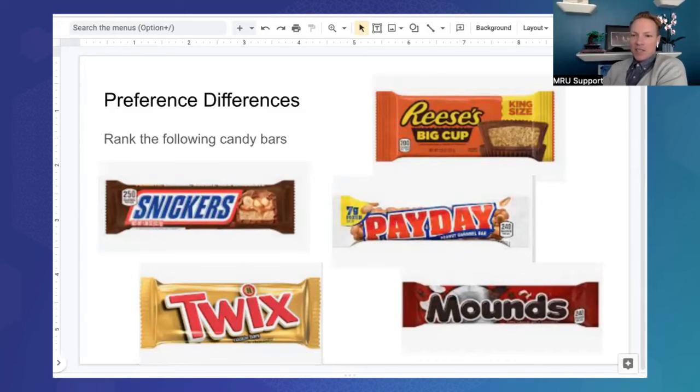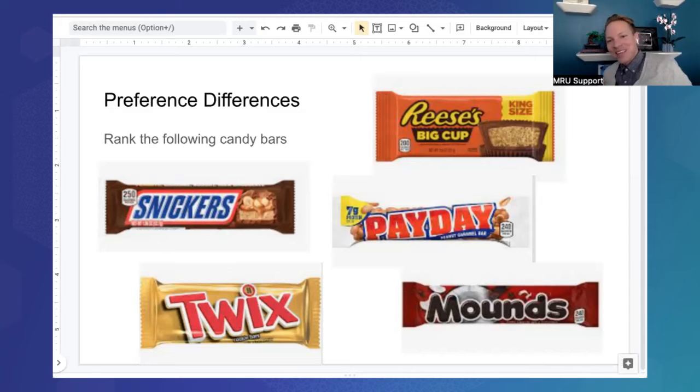Oh my gosh, look at Zachary. Zachary Robbins with Mounds #1. What a monster. What's going on over there, Zachary? Okay, we got Twix. We got a couple different Twix. We got some Snickers #1. Oh, another Mounds #1. People are wild. Twix. We got Reese's. What else do we got? Reese's. Jennifer has Twix, Reese's, Snickers, Payday, Mounds, Reese's, Twix.